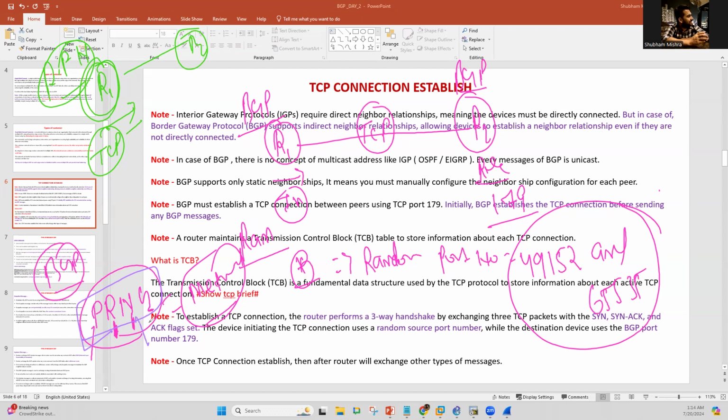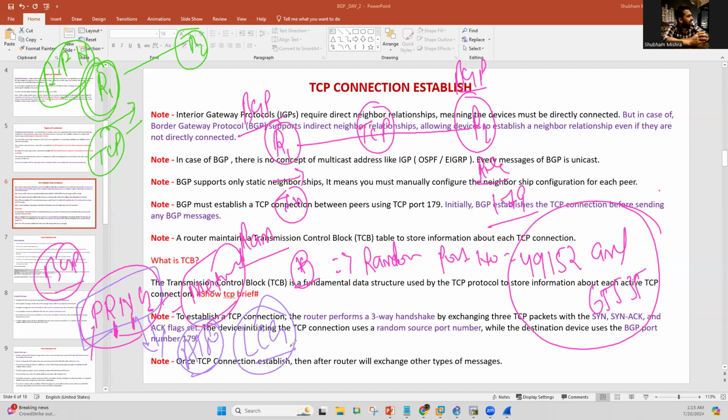But again, PRNG uses one algorithm, guys. What is the name of that algorithm? LCG. LCG stands for linear, C for, I think, congruential, you can check on Google, congruential, and G for generator.